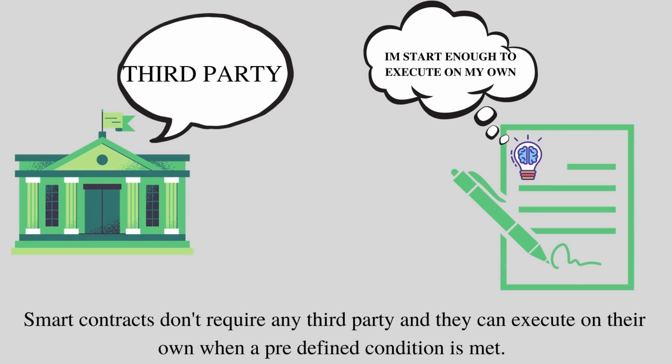Now let's try to understand what smart contracts are. In simple terms, smart contracts are like normal contracts, but they are smart. Normal contracts require a central authority or a legal system to execute, whereas smart contracts don't require any third party, and they're smart enough to execute on their own when a predefined condition is met. The business logic is also encoded within the computer code of the smart contract.